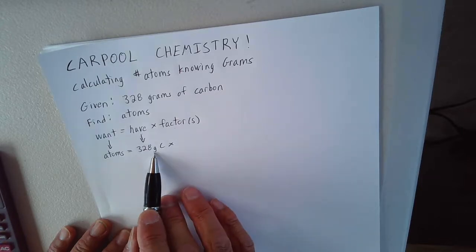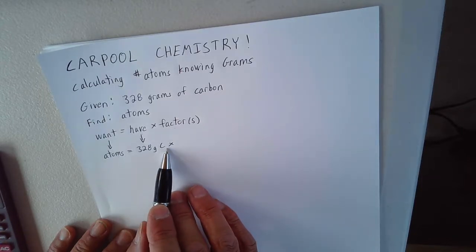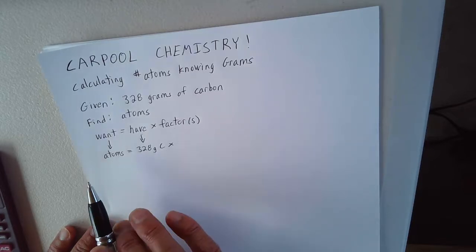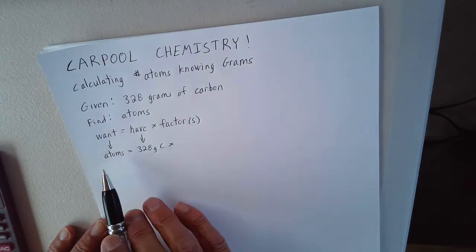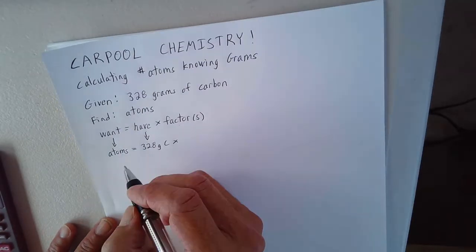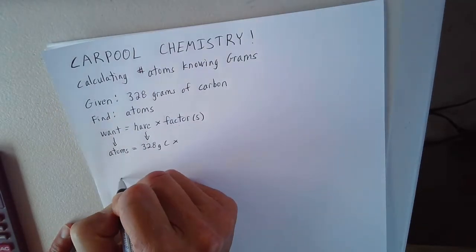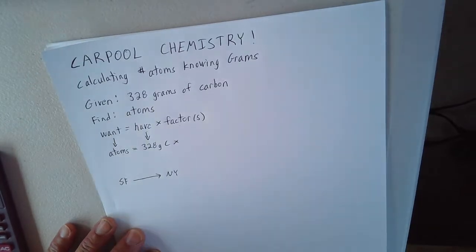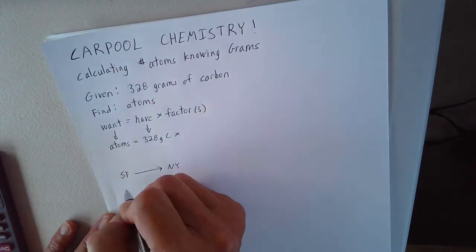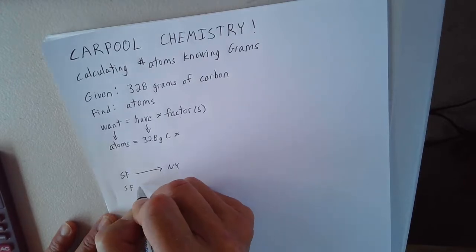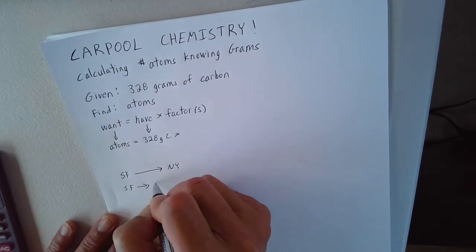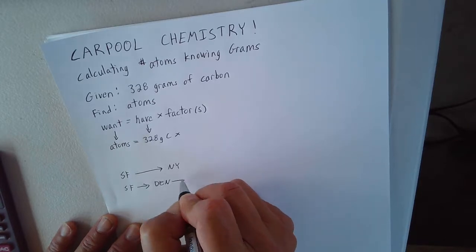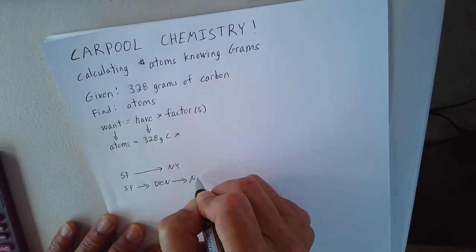Do we have a direct connection between grams of carbon and atoms of carbon, like we do grams of carbon and moles of carbon? No, we don't. Just like sometimes you could fly directly from San Francisco to New York City on a non-stop flight. But more often than not, you have to stop at an intermediate location along the way, such as Denver. You get off the plane, you catch another plane, and then you fly on to New York City.